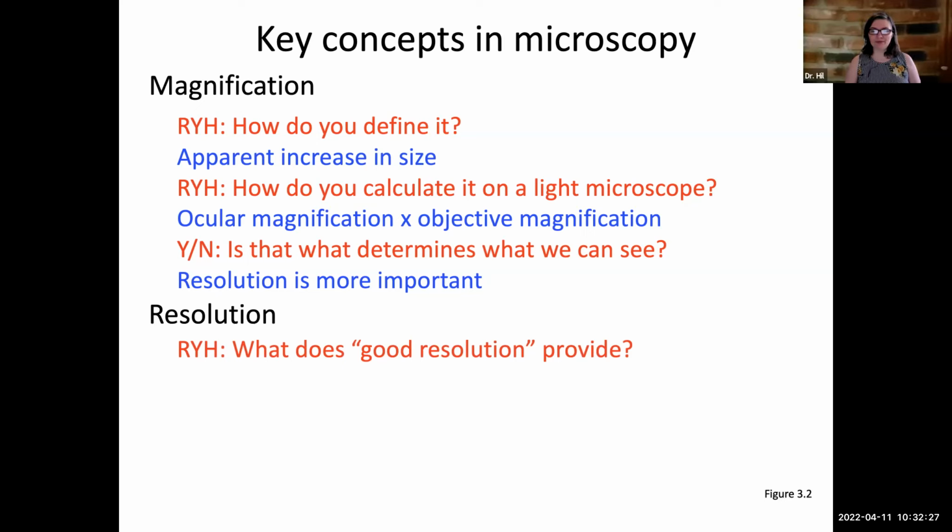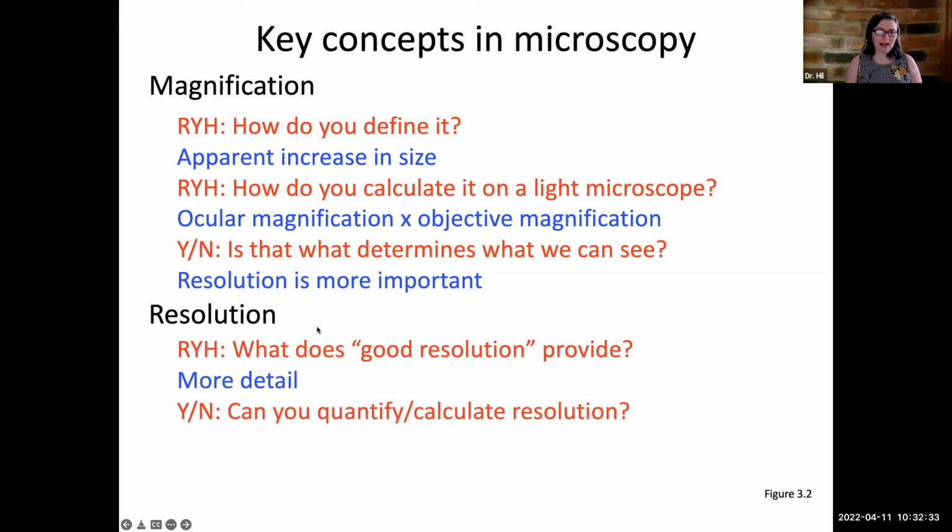Yeah, good resolution provides more detail and poor resolution provides less detail. Now, how do you calculate or quantify it? You can calculate it. You can say it's exactly this. What is that metric that we're using, or what is it called when we do the calculation?